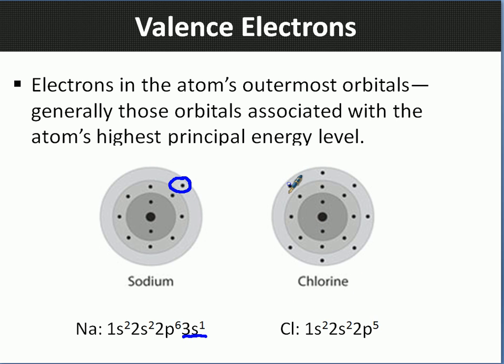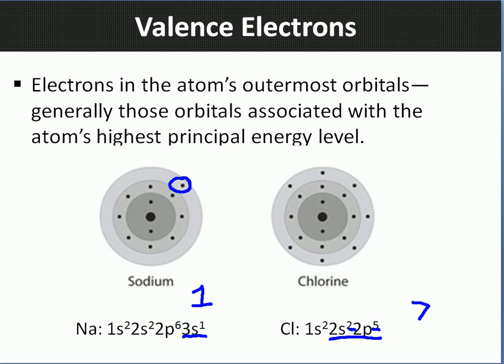Chlorine, on the other hand, on its outermost layer has got 7. 1, 2, 3, 4, 5, 6, 7. And that's coming from the electron configuration 3s2, 3p5. So we add up 5 and 2, a total of 7. So chlorine has 7 valence electrons and sodium has 1. And these are the electrons that participate in bonding.